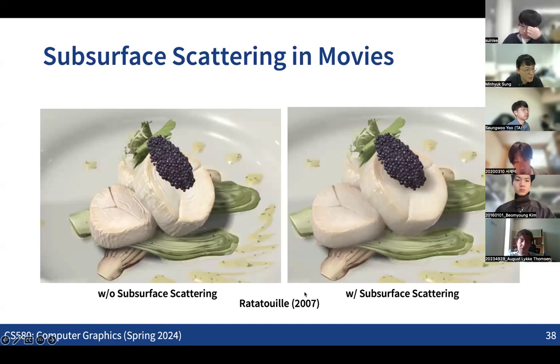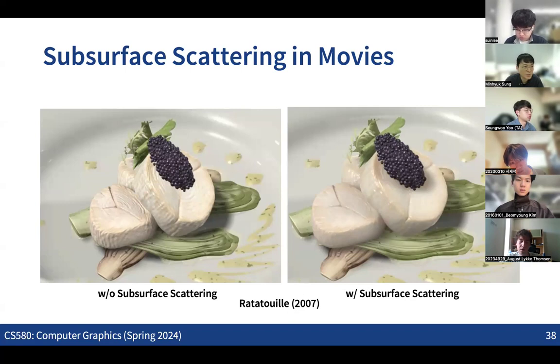And this is also the comparison between two cases, rendering the same scene without subsurface scattering and with subsurface scattering, in Ratatouille by Pixar released in 2007. So you can see the difference. The left one looks more like plastic, while the right one looks more like real food. So you can see this difference.